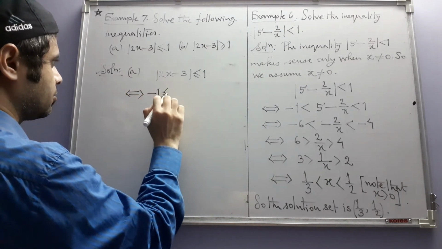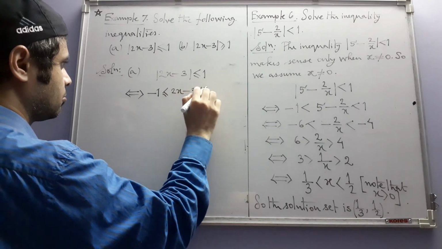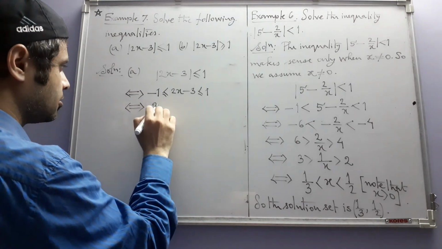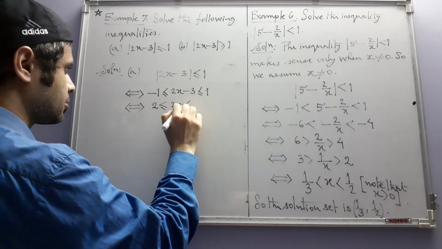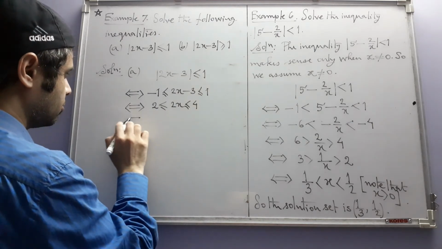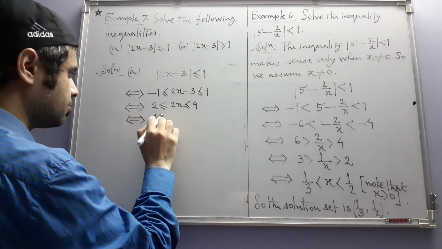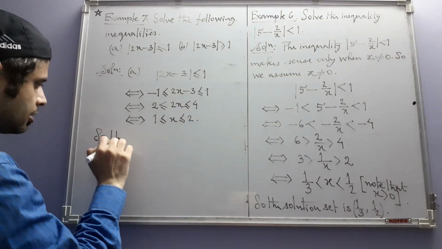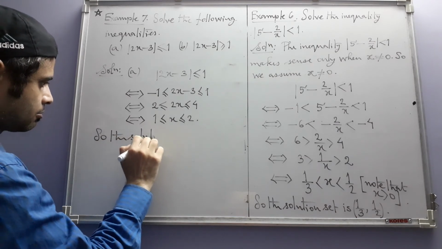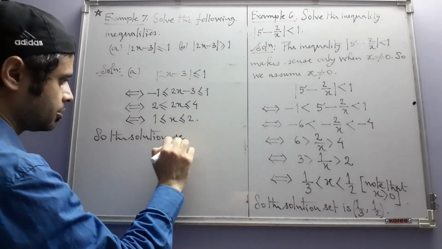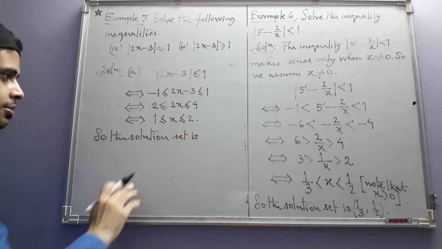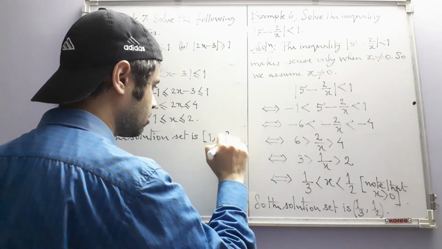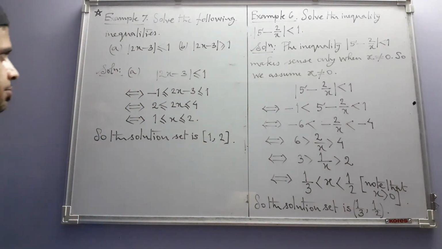This is equivalent to these inequalities. Add 3 throughout. You will have 2 less than or equal to 2x less than or equal to 4. Divide by 2. So the solution set is, in this case, since x can take the values 1 and 2, the closed interval 1, 2.